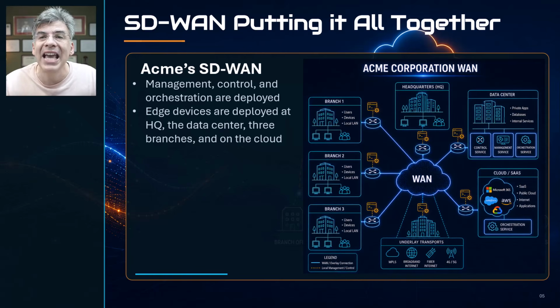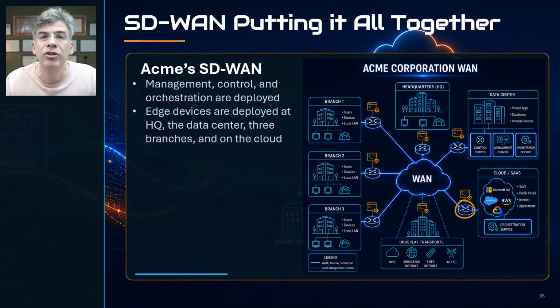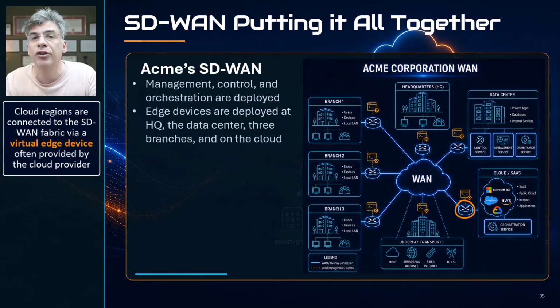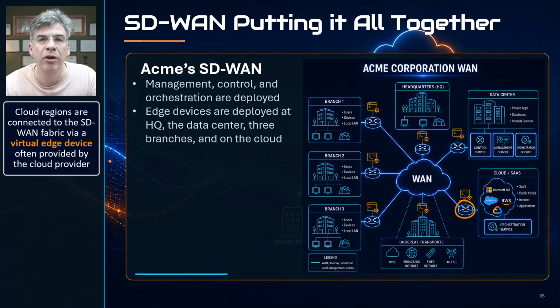Below, we have the SD-WAN edge devices. One WAN Edge at HQ, one WAN Edge at the data center, one WAN Edge at each of the 3 branches, and one Cloud Edge or virtual SD-WAN router in the public cloud. We'll talk more about how the cloud regions are connected to the SD-WAN fabric, but for now let me just say that the cloud services typically offer you a virtual device you can configure yourself that acts as the edge device for your SD-WAN deployment.